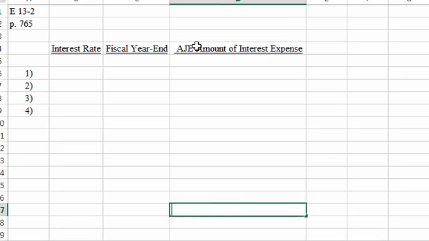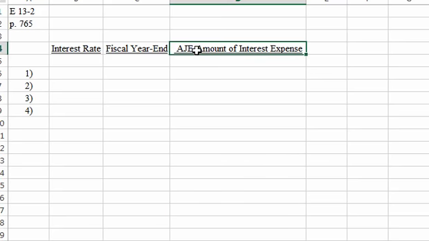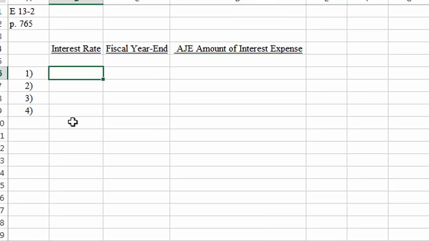So I put that column here for interest expense, the amount of the adjusting journal entry that would be made given the certain interest rates and given the certain fiscal year ends they give us in each of these four situations. So in the first one, the interest rate was 12%. The fiscal year end is December 31st. So the fiscal year and the calendar year match here. And that's going to be 2016.